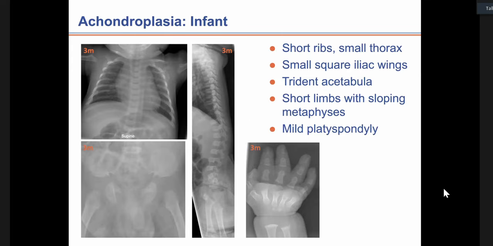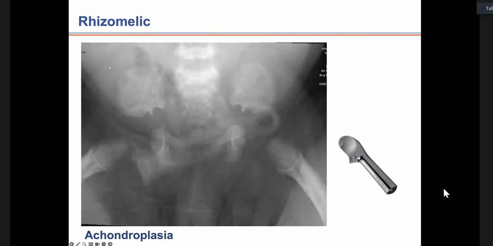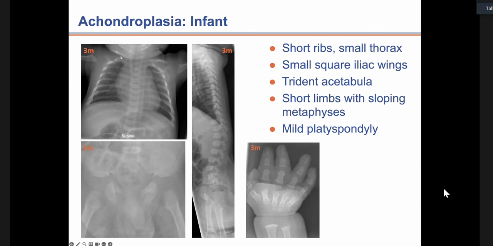And then there are other features of achondroplasia that we should be looking for. The short ribs with a small thorax. It can be quite subtle in terms of rib shortening. I tend to see how much of the scapula can I see outside of the ribs, and where do the anterior rib ends meet? Where do the anterior rib ends reach? Are they as far as the mid-clavicle on the AP chest? And if not, then I would be thinking of short ribs.